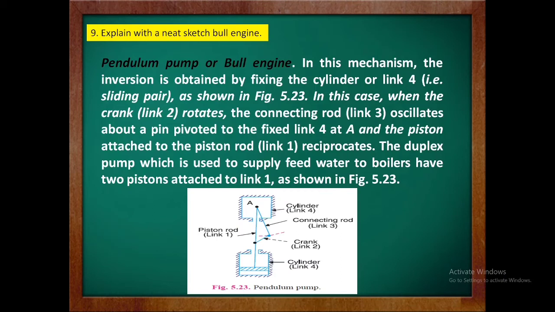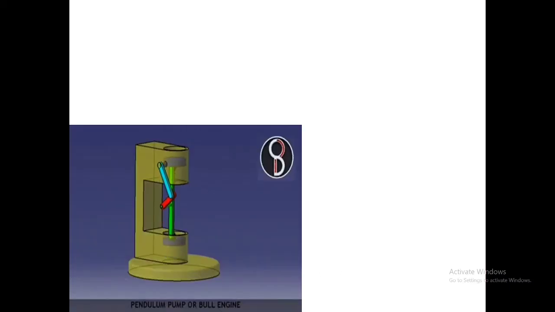In this case, when the crank link number 2 rotates, the connecting rod link number 3 oscillates about a pin pivoted to the fixed link 4 at A, and the piston attached to the piston rod link number 1 reciprocates. This mechanism or bull engine is used in a duplex pump, which is used to supply feed water to the boilers. This is the animation of a bull engine or pendulum pump.